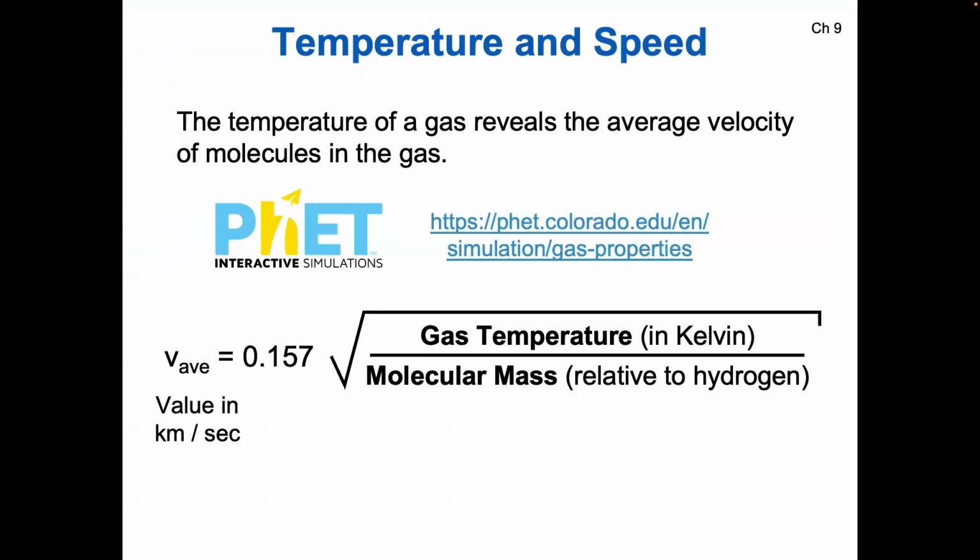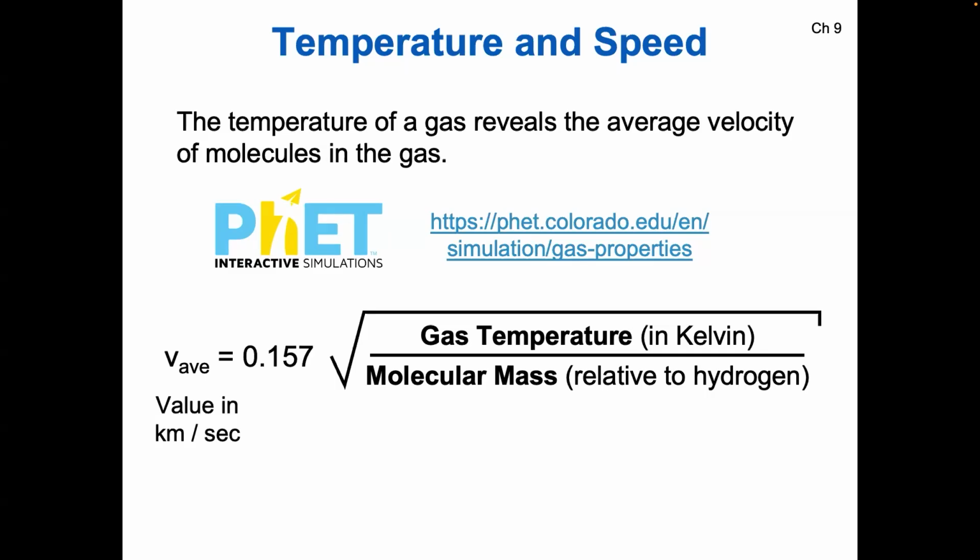So for a certain gas, the average speed is 0.157 times, in kilometers per second, the square root of gas temperature in Kelvins. So Kelvin is a temperature scale where 0 is absolute 0. So that is, you can't have temperatures go lower than that. Basically, atoms would break apart and fall apart. I guess nobody actually knows, but that's the idea, if you were to hit absolute 0. 273 Kelvin is the equivalent of 0 degrees Celsius, divided by the molecular mass relative to hydrogen.